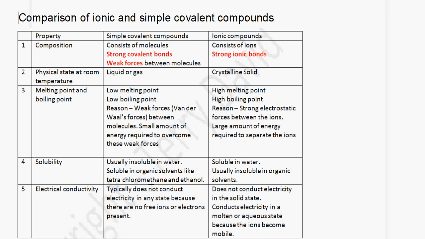If we compare solubility, simple covalent compounds are usually insoluble in water. They are soluble in organic solvents like tetrachloromethane or ethanol, right? Now, in the case of ionic compounds, they tend to be soluble in water, and they are usually insoluble in organic solvents. When we compare electrical conductivity, simple covalent compounds typically do not conduct electricity in any state because there are no free electrons or ions present. In the case of ionic compounds, they do not conduct electricity in the solid state. However, if you melt it or you dissolve it in water, the ions become mobile and therefore they are able to conduct electricity.